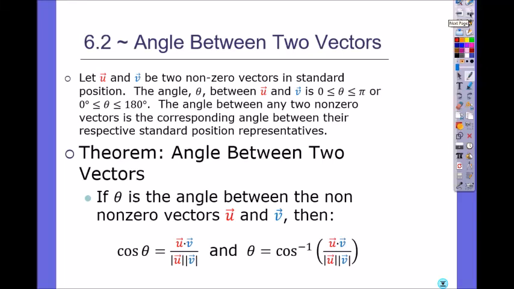So how do you find an angle between two vectors? Here's the formula that you can use. Cosine of that angle equals the dot product of the two divided by their magnitudes. So basically, what would you do on the calculator? You will do arccosine of the dot product divided by the magnitudes.